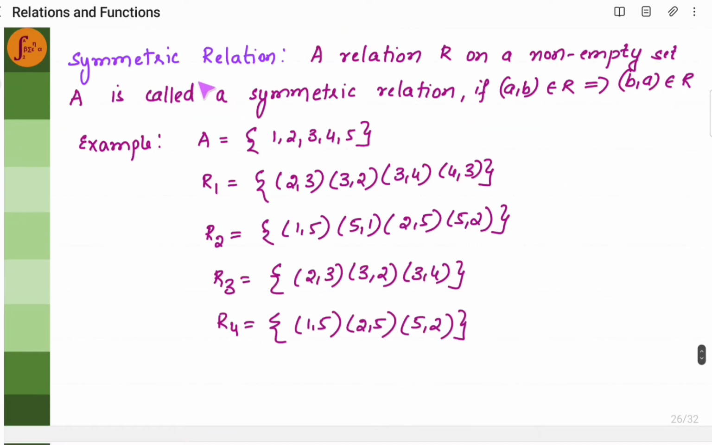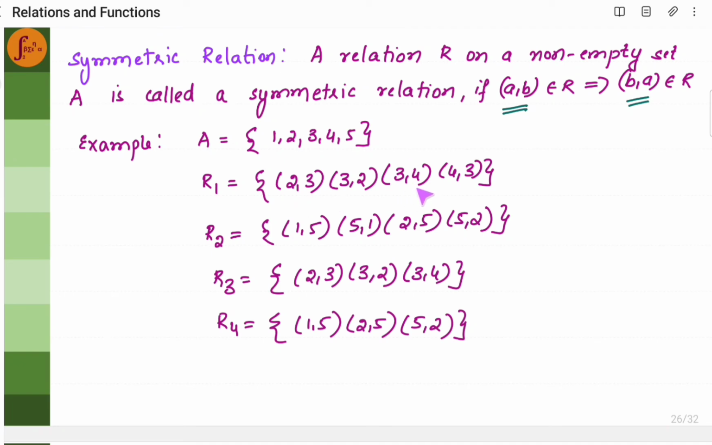The next type of relation is symmetric relation. Symmetric relation, here if you have an ordered pair A, B in R, then you should also have ordered pair B, A in R. Say this is set A with 1, 2, 3, 4, 5 elements. Then say you have R1, some random relation I have picked up. It has these ordered pairs, right? 4 ordered pairs are there. Now here look at the ordered pair. 2, 3 is there, right? If I have 2, 3, then I should have 3, 2. The reverse also should be there in the same relation.